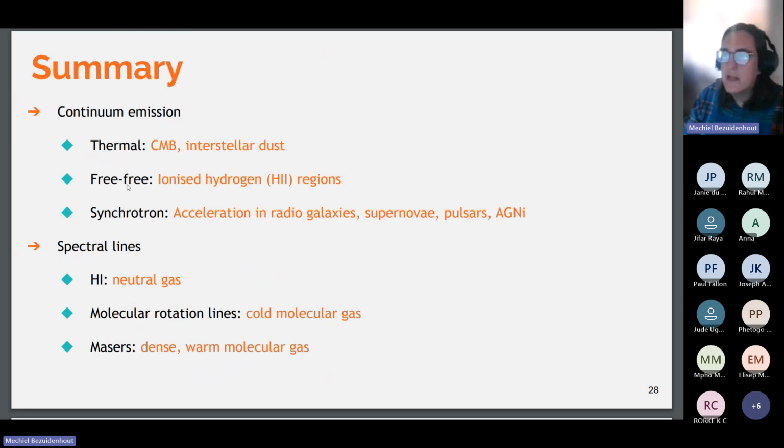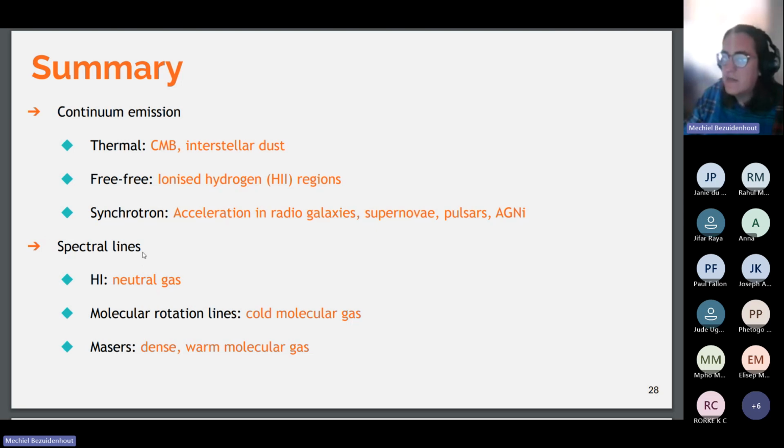So that's it for today. Let me just leave you with a summary. So we have, broadly speaking, two different kinds of emission: continuum emission and spectral emission. Continuum emission means emission over a broad range of frequencies, and that can be thermal emission from the cosmic microwave background or cold interstellar dust. You can get free-free emission from HII regions, or synchrotron radiation wherever charged particles are accelerated. For example, radio galaxies, supernovae, pulsars, AGN.